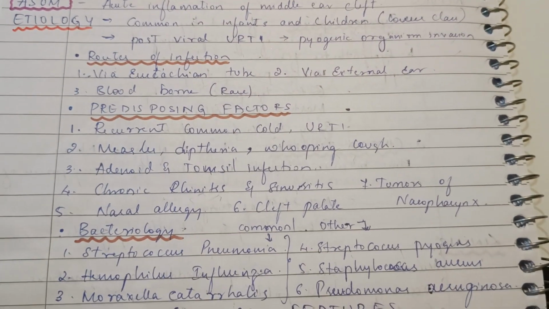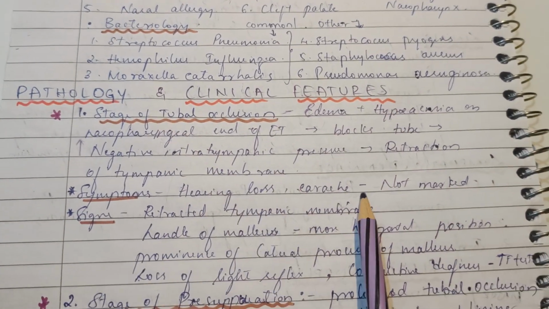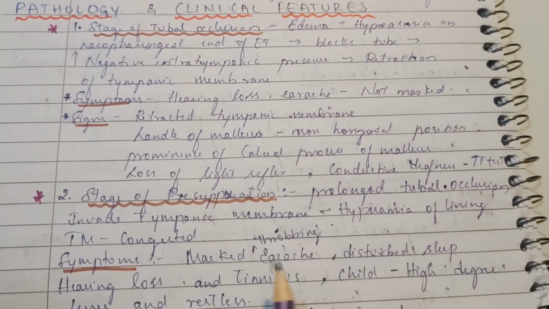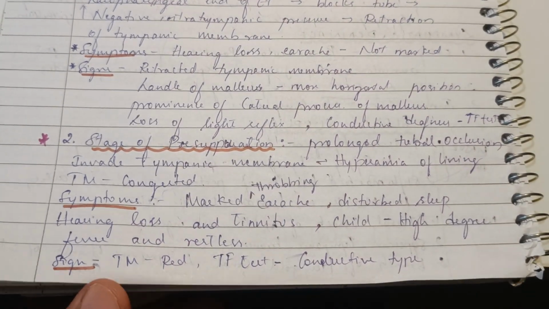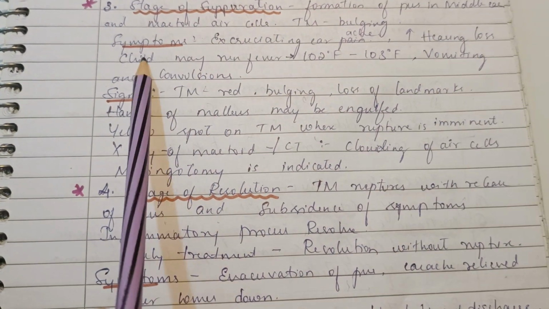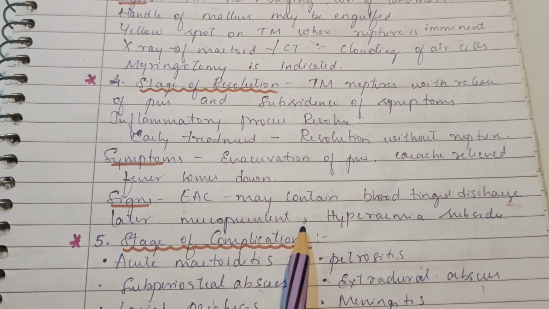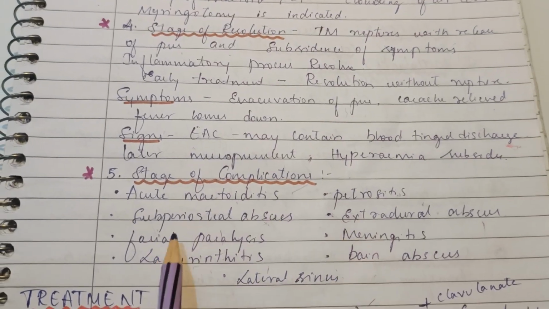So ASOM: etiology, routes of infection, predisposing factors, bacteriology, then pathology of stage of tubal occlusion, symptoms, signs. Then you have stage of pre-suppuration. Remember the symptoms, throbbing earache, and the tympanic membrane becomes red. Then you have stage of suppuration, there is formation of pus. Then symptoms, signs, then stage of resolution, which is evacuation of pus and resolving of the inflammatory reaction. Then you have stage of complication, intratemporal and intracranial.